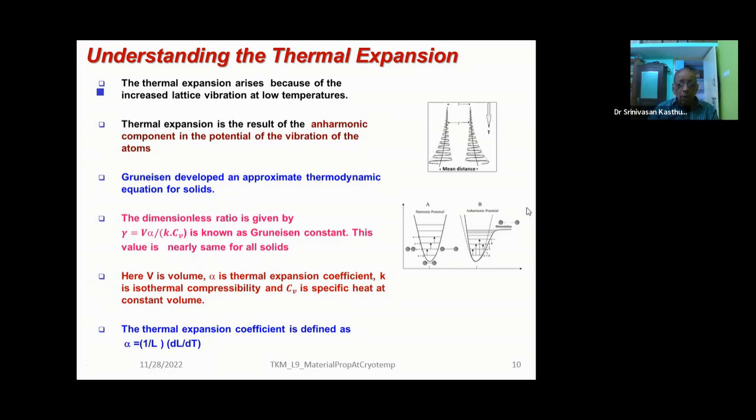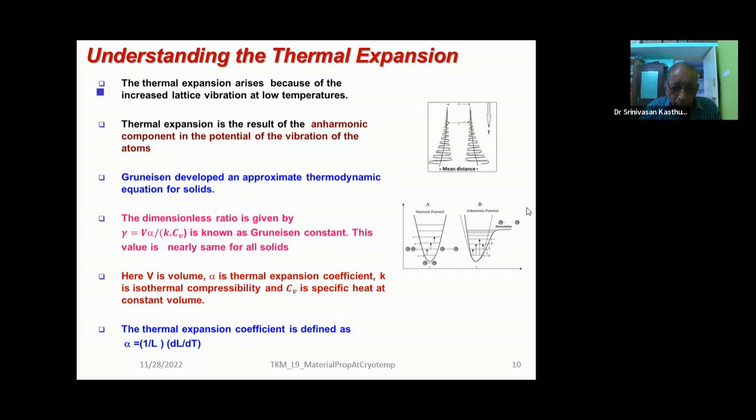So this anharmonic potential is responsible for the expansion by the application of heat to the system. When you heat, the atoms vibrate more and more. The lattice vibration increases, and then because of the anharmonic potential, the average mean position keeps shifting. So that's why you have thermal expansion, right?